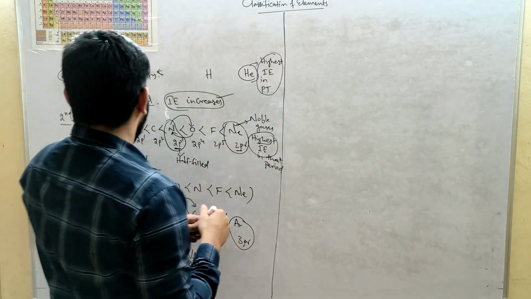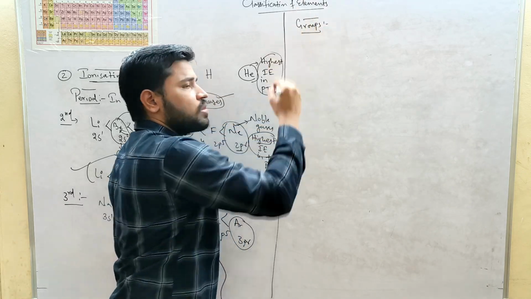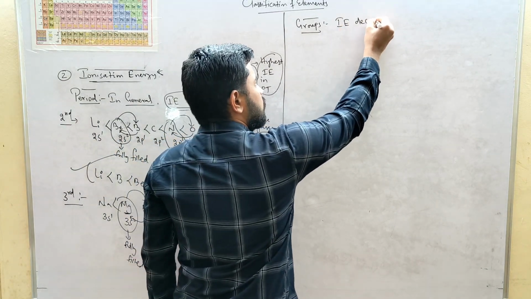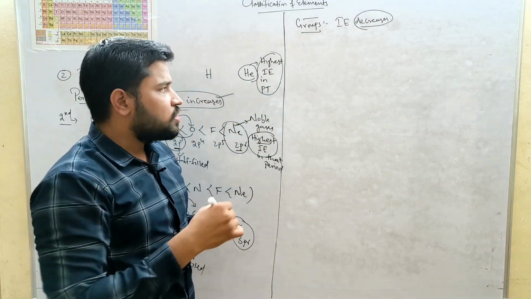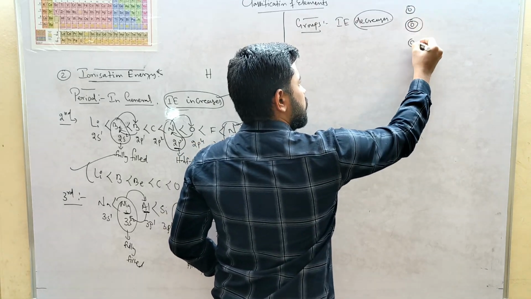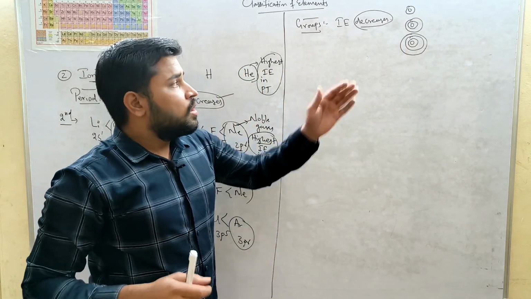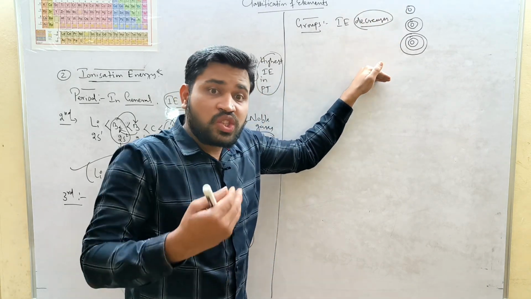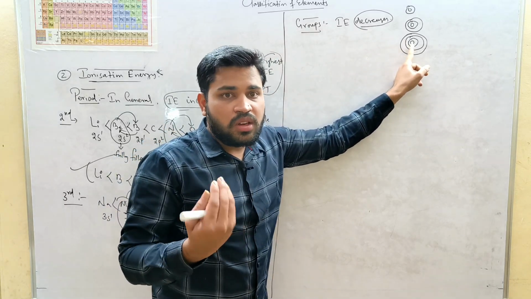So what is the trend in groups? While going along the group, the ionization energy decreases. Why does the ionization energy decrease while going down the group? As I told you, the number of shells is increasing. Due to the increase in the number of shells, the atomic number is also increasing. Atomic number means the nuclear charge is also increasing, and with respect to that, the screening effect is also increasing.